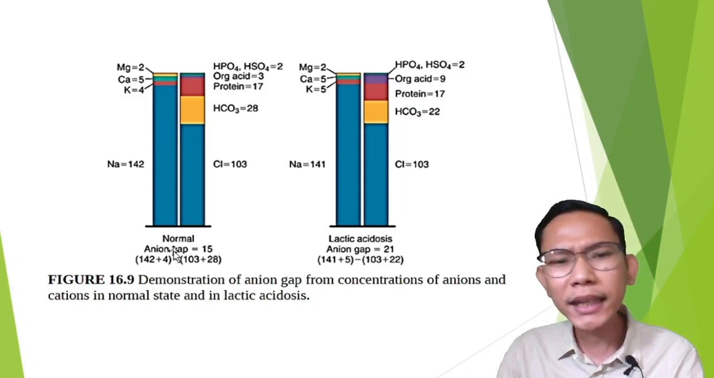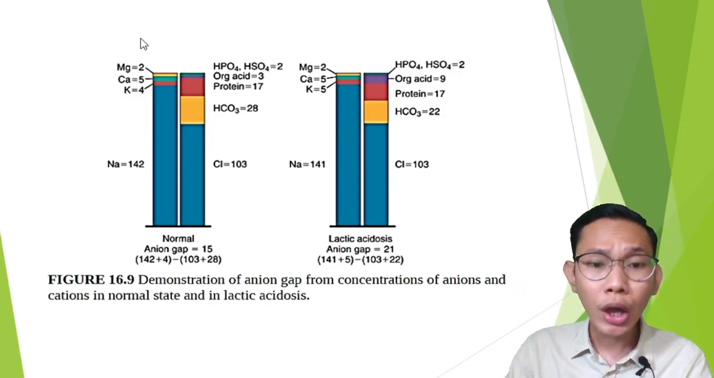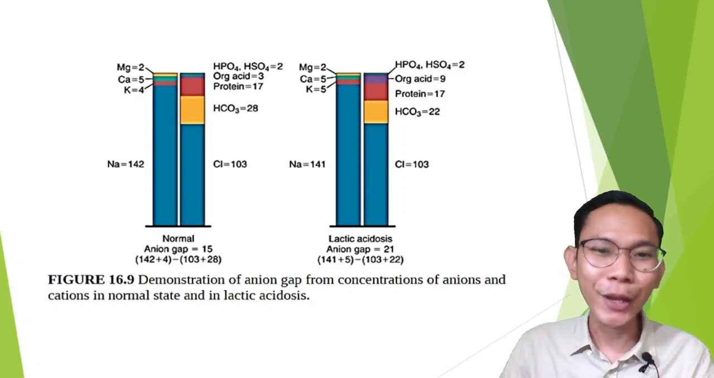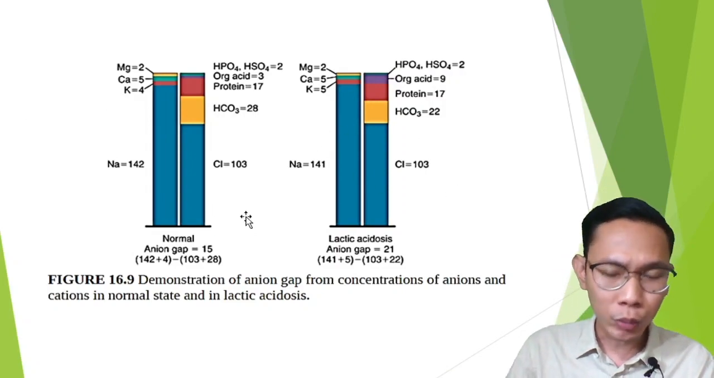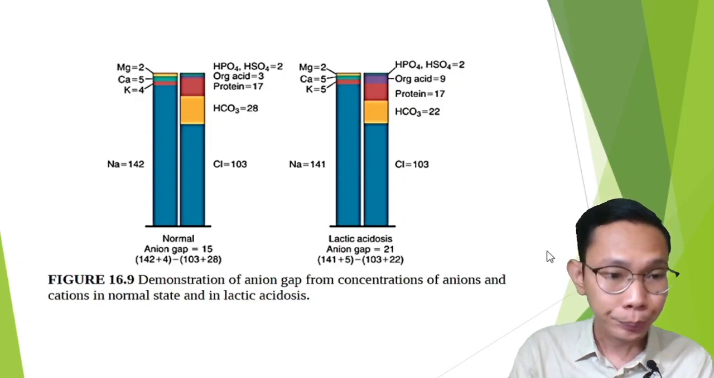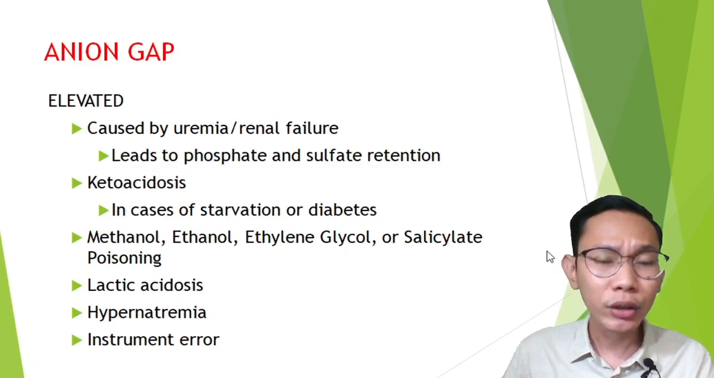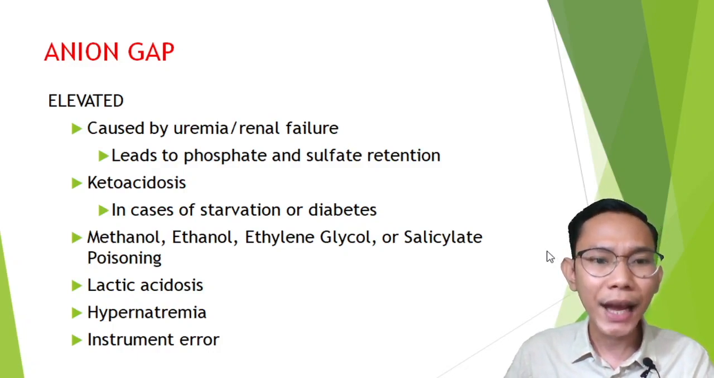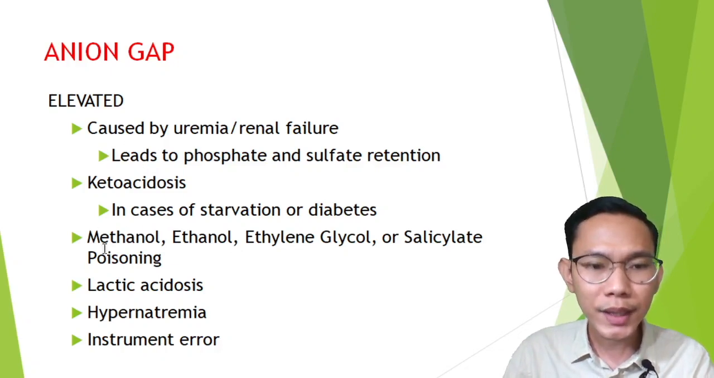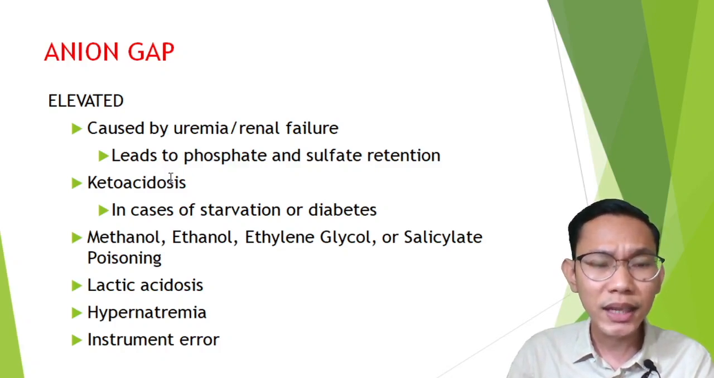So basically, this is just a demonstration of how we compute your anion gap. Very simple. Of course, this will come out in your exam. It's very simple, everything will be given. There are a lot of reasons why we get an elevated anion gap. These are the different sources of elevated anion gap. Here it is acidosis, because it is lactic acidosis. We saw in the example that with lactic acidosis, we get a high anion gap.